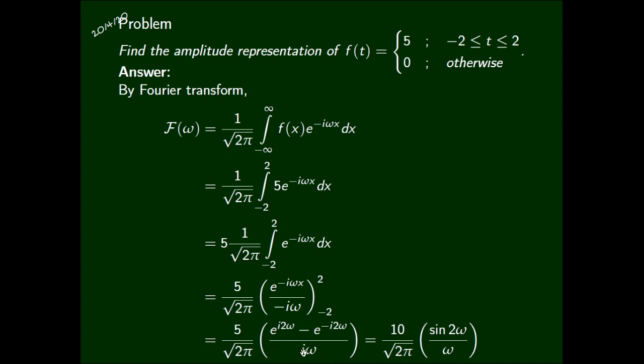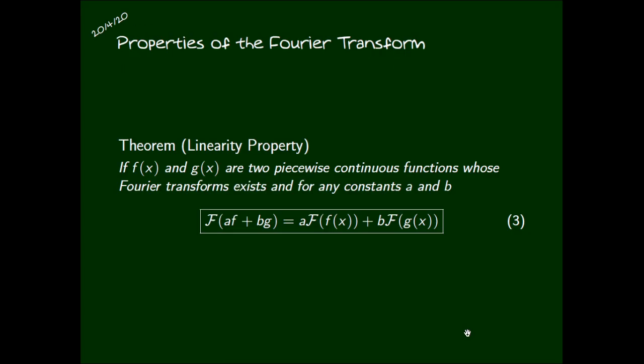That i and i get cancelled. 2 into this 5 is equal to 10. So 10 by root of 2 pi sine 2 omega by omega. Here we use the trigonometric relationship: e raised to i2 omega minus e raised to minus i2 omega by 2i is sine 2 omega. So we got the simplified expression.